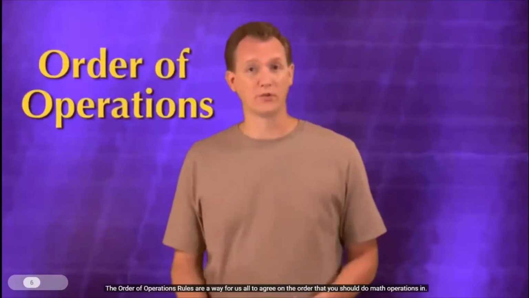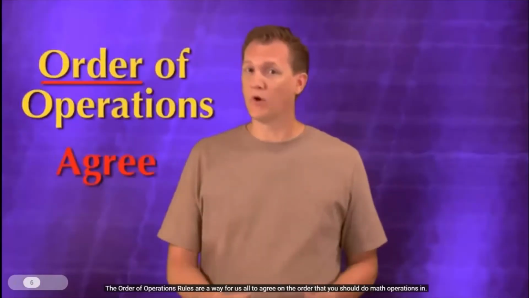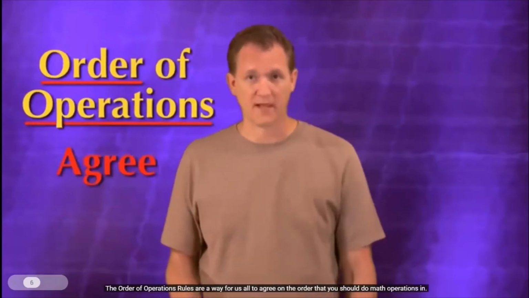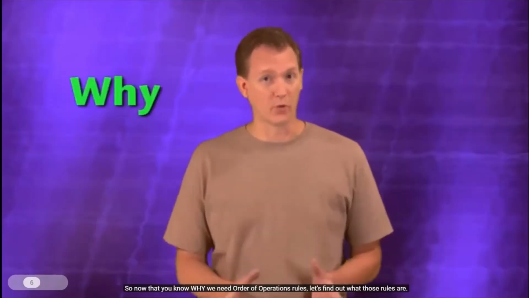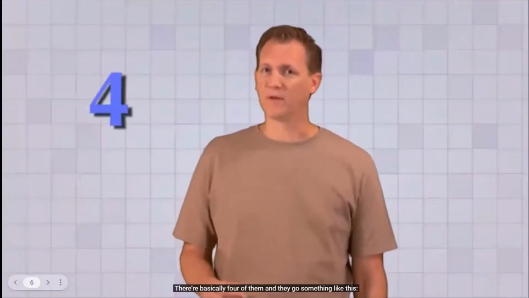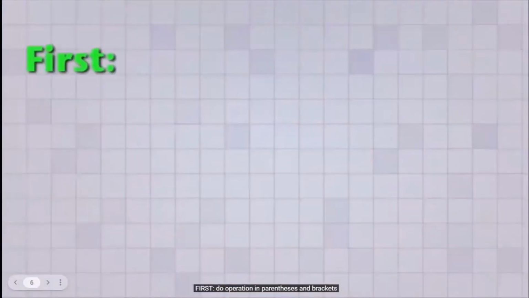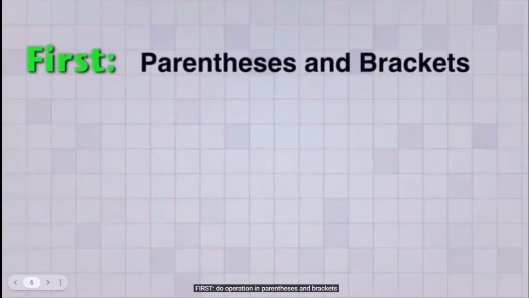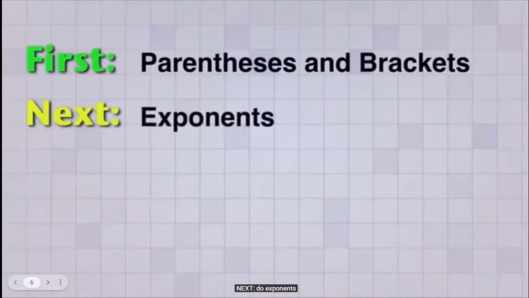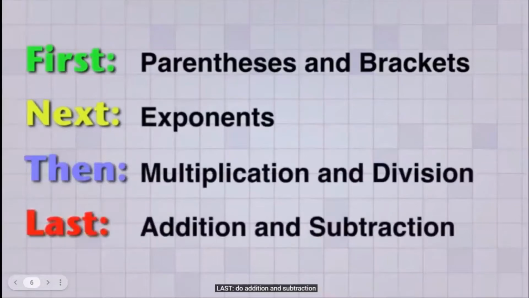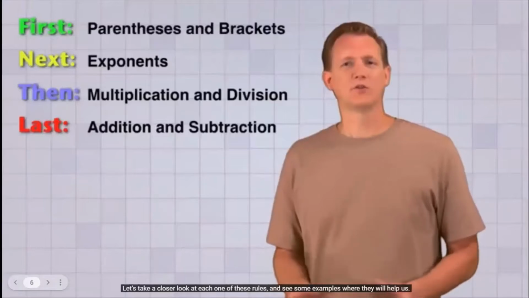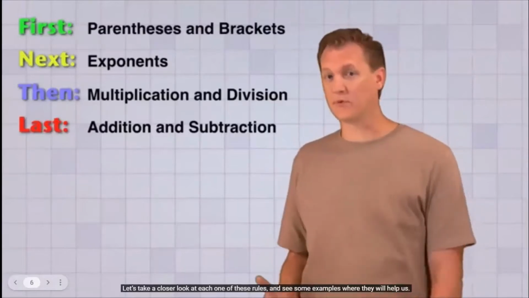The order of operations rules are a way for us all to agree on the order that you should do math operations in. And if we always do operations in the same order, then we'll always get the same answer. So now that you know why we need order of operations rules, let's find out what those rules are. There are basically 4 of them, and they go something like this. First, do operations in parentheses and brackets. Next, do exponents. Then, do multiplication and division. Last, do addition and subtraction. Let's take a closer look at each of these rules and see some examples where they help us.